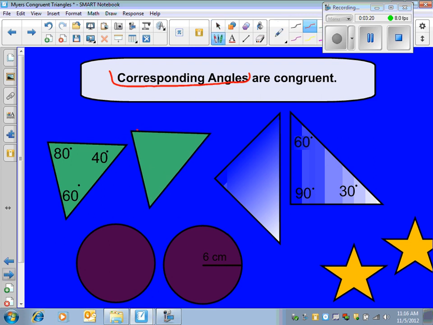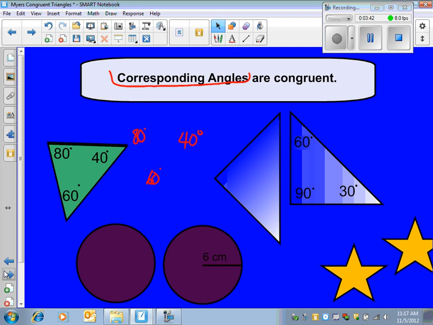And clearly, this angle here is 80 degrees. And it definitely matches up with its corresponding part. This angle right here is 40 degrees. And this angle here is 60 degrees. So corresponding angles must be congruent. 80, 60, and 40. Does that add up to 180? Yes, it does. All right.